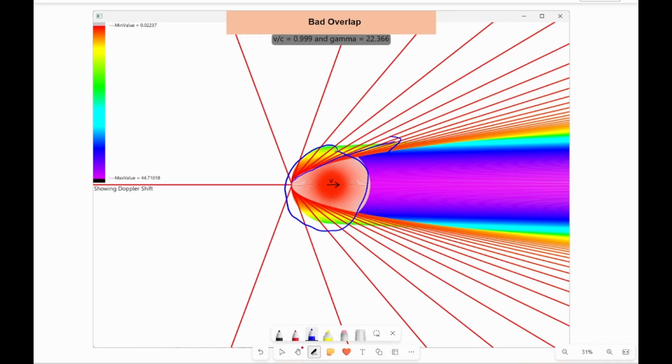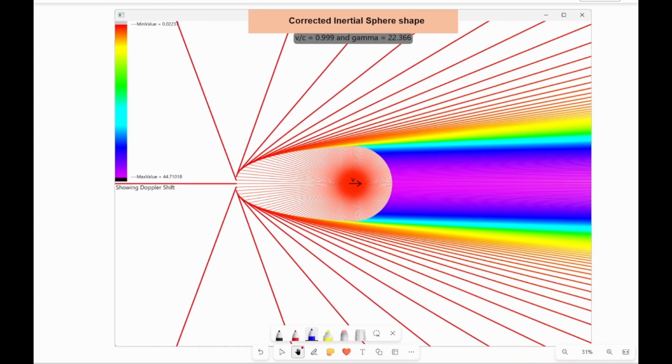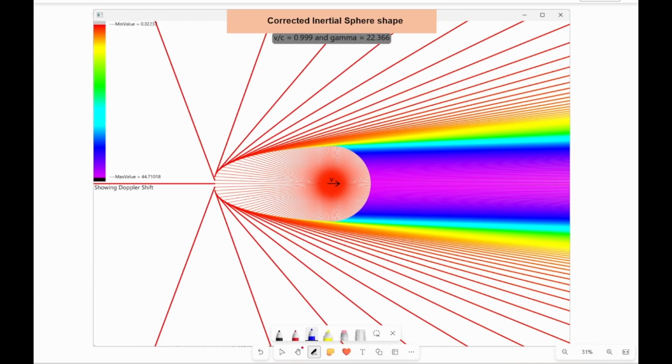So imagine that the inertial sphere changes shape such that the light leaving the inertial sphere is at minimum tangent to the inertial sphere. So basically the emission angle becomes the tangent to the inertial sphere so that we don't have it crossing the inertial sphere. And what does that look like? So this is 99.9% of the speed of light, same speed, but now we are making sure that light cannot pass the boundary. And so that's kind of a neat solution.